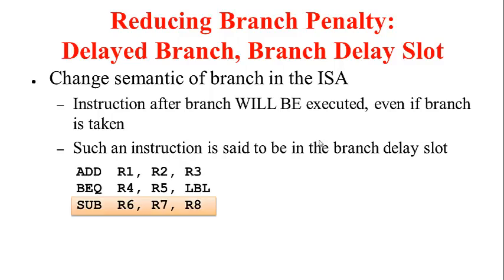Here we have a sequence of 3 instructions: an add, a branch equal, and a subtract instruction. If this branch equal instruction were a normal branch equal instruction, then the subtract instruction's execution will depend on whether or not the branch is taken. Now we are going to change the semantic of the branch instruction to be a delayed branch, which means that the instruction subsequent to the branch instruction will always be executed irrespective of the branch condition. So in this case, the subtract instruction will always be executed, and the subtract instruction is known to be in the branch delay slot.